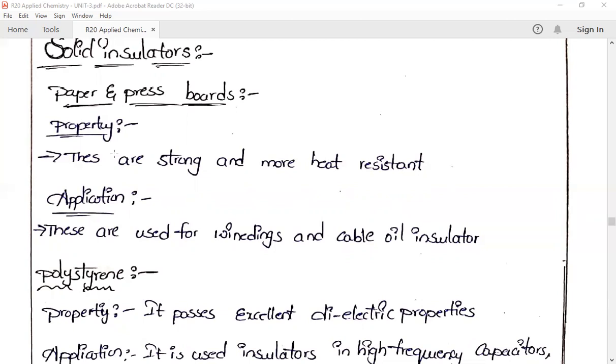This paper and press boards are used in winding and cable coil insulation, backing for conductor insulation, transformer insulations, etc. Mineral oil impregnated paper and boards are advantageous in bushings and cables, while diphenyl and vegetable oil impregnated papers are preferred for capacitors.